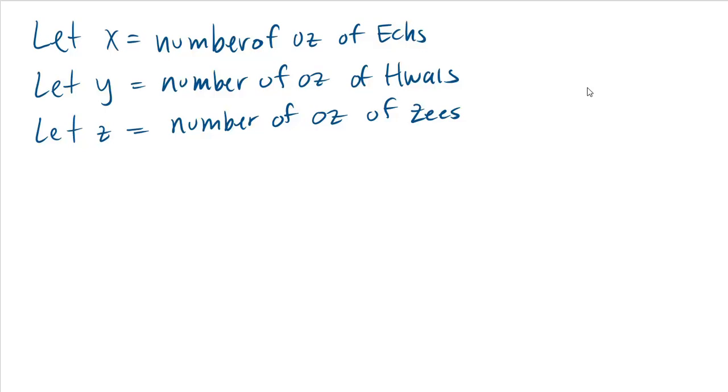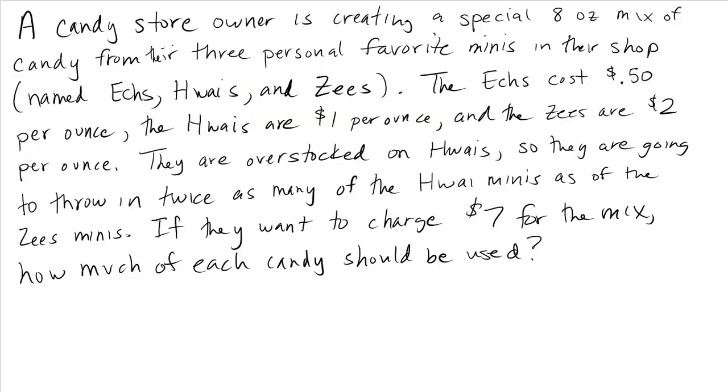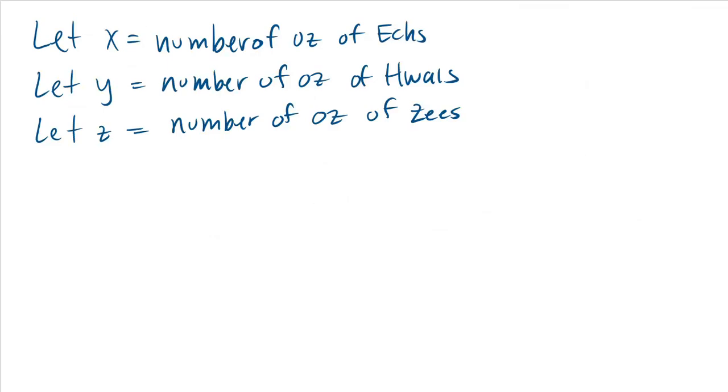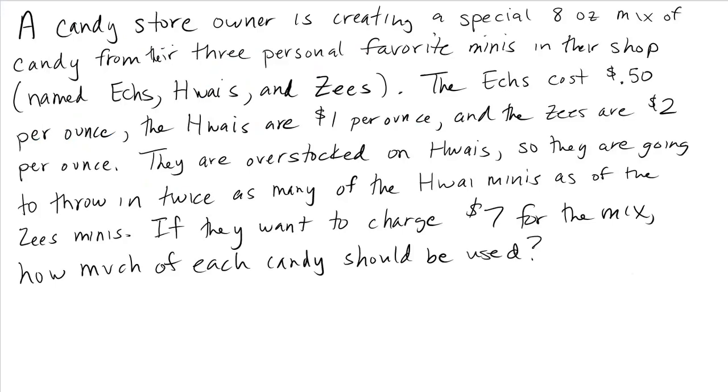Now that we have these symbols to represent these unknowns, we're going to see if we can translate some of the given information into equations. At the start of the problem, we're told that the owner is creating an 8-ounce mix of the candy. So the total number of ounces of candy needs to be 8. In other words, if we add the number of ounces of each candy used, it should total to 8. X plus Y plus Z should be equal to 8. Now we have an equation that relates the weight of each candy to the total weight of the mix. Let's see, what else do we know?